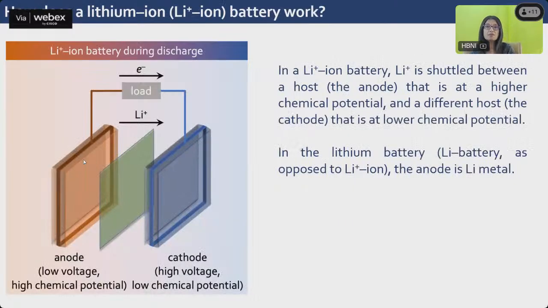So how does this lithium-ion battery work? Please understand this. You have an anode, which is at a low voltage and a high chemical potential, and a cathode, which is at a high voltage and a low chemical potential. You have a separator and an electrolyte, and basically the lithium ion is moving. When you are charging the battery, it moves from the cathode to the anode. When you are discharging the battery, that is, when you connect it to an external load, the lithium ion, which was stored in the anode, moves back and comes back into the cathode. So this is basically the idea of a lithium ion battery.